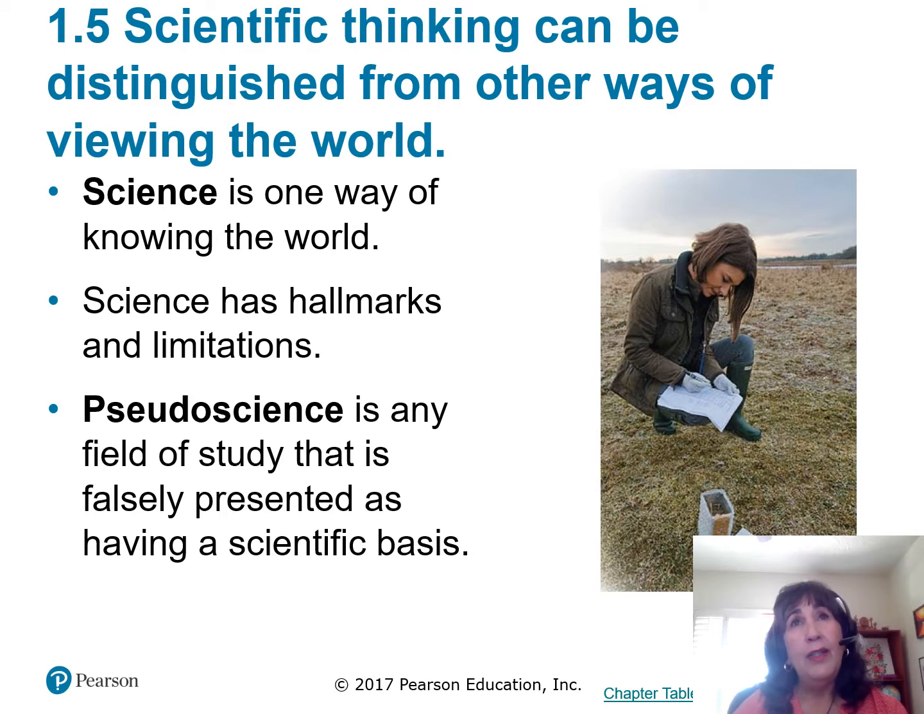Okay, so scientific thinking can be distinguished from other ways of viewing the world. So what is the difference between a scientific view of the world and something that is not scientific? Science is one way of knowing the world. It has its own hallmarks and its own limitations. Pseudoscience is a field of study that is falsely represented, and it often has a false idea of a scientific basis.